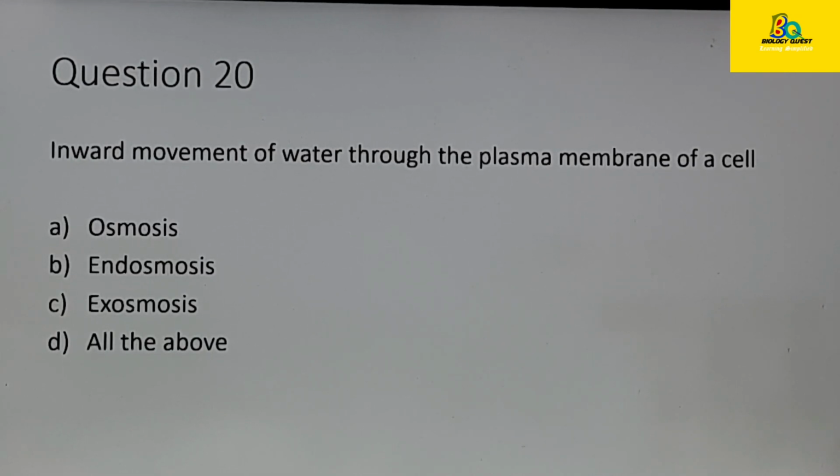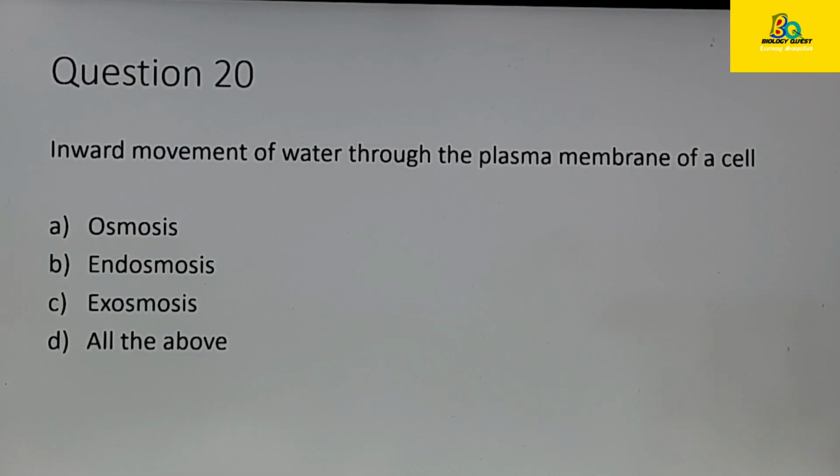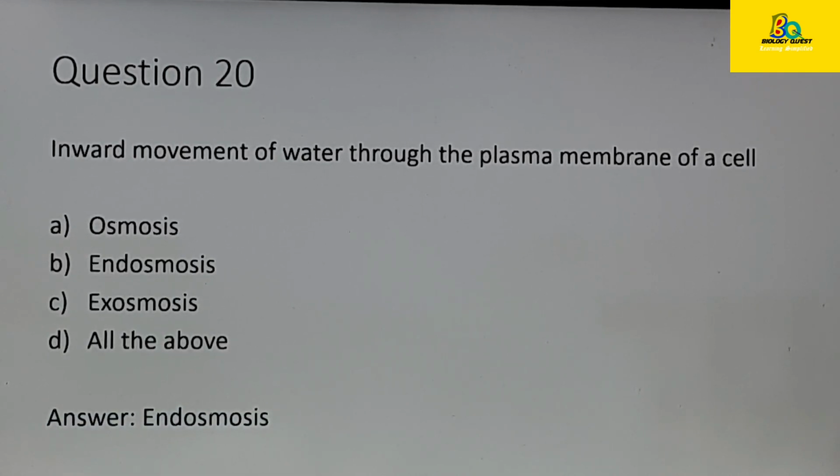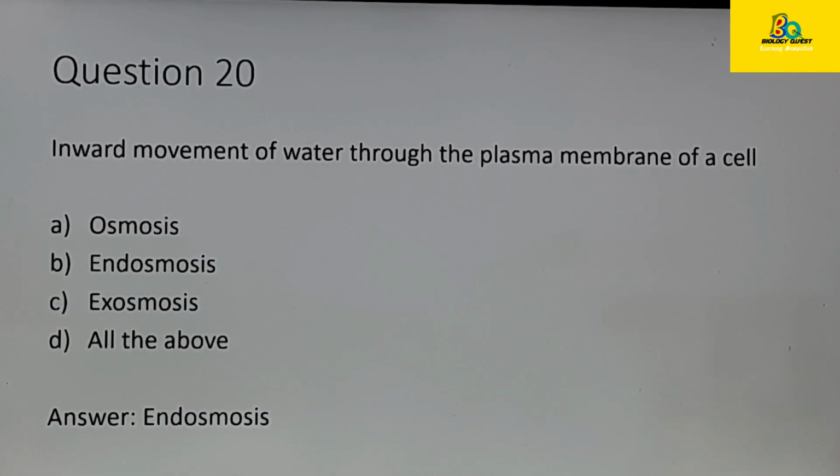The options are, let us first have a look at the options: osmosis, endosmosis, exosmosis, all the above. Question is, inward movement of water through the plasma membrane of a cell. It is specifically mentioned, it is the inward movement. So movement of water takes place into the cell. So that is called endosmosis. Okay. So the correct answer is option B, endosmosis. Endosmosis is the inward movement of water through the plasma membrane of a cell.